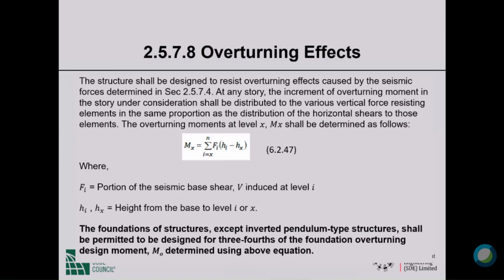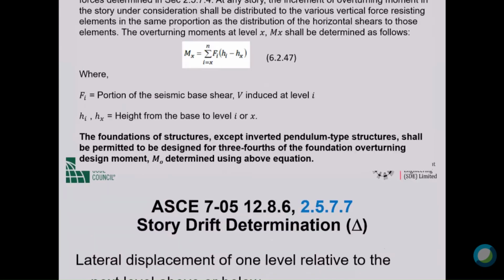The foundation. This is obviously very important. The foundations of structures, except inverted pendulum structures, shall be permitted to be designed for 3/4 of the foundation overturning design moment determined using the above equation.